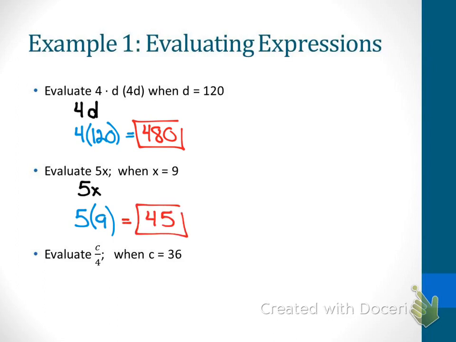All right, now on the third one, evaluate C divided by 4 when C equals 36. Okay, so original problem, substitution, and Mason, what's the answer? 9. Very good. Good job. All right, questions on example 1? Okay. All right, let's move on to example 2 now.